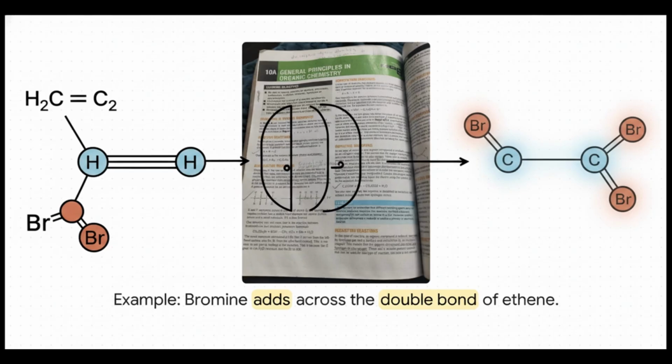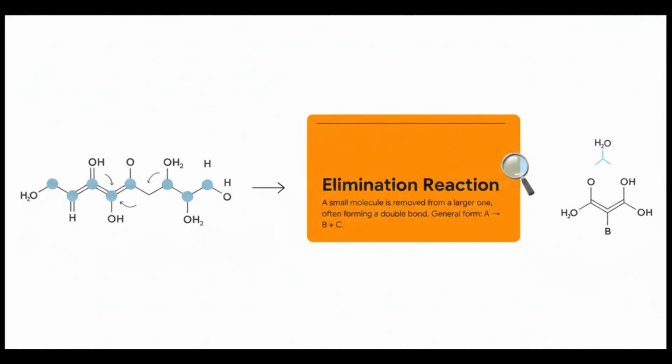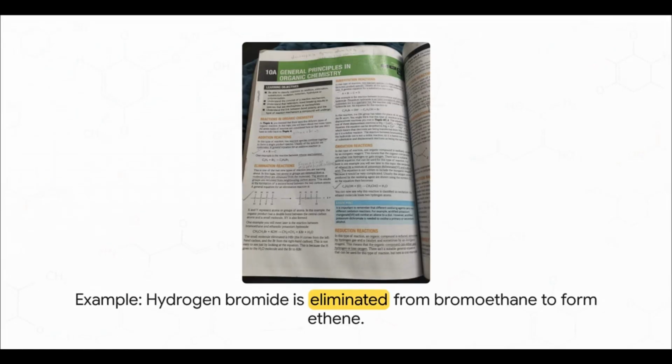It's that simple. Next up, we have the total opposite, the elimination reaction. Here, instead of combining things, we're doing the reverse. We're taking one big molecule and kicking out a smaller piece, which breaks it into two separate things. Check this out. We start with bromoethane, which has all single bonds.